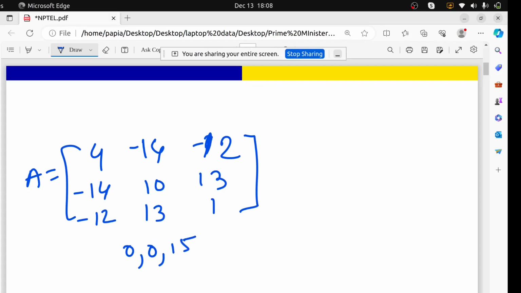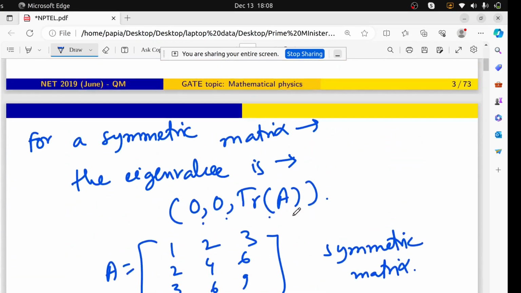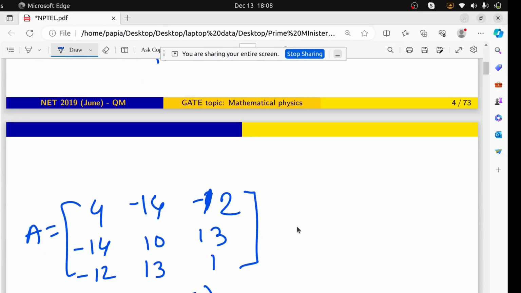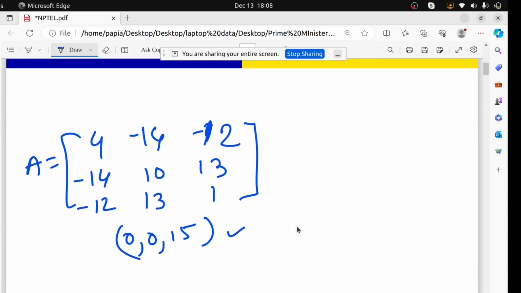Okay, ma'am, I will check. Thank you, ma'am. You have to check this one. This should hold because every symmetric matrix needs to follow that rule: 0, 0 and the trace of A. Just check once, okay? I will also do that. The determinant of this matrix is not equal to 0, and the product of the eigenvalues is equal to the determinant of the matrix. For example, the first one: 4 into 10 minus 13 squared. So automatically it will not be equal to 0.